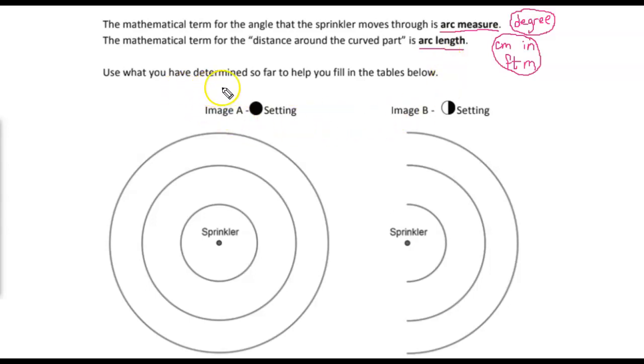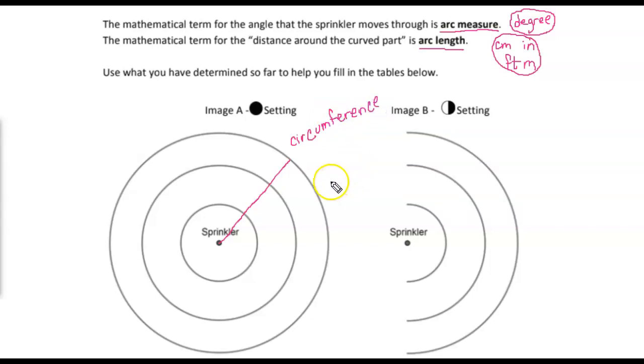Now in your task, you have a table. When we are looking at these pictures, we want to fill out the table with what would be the arc measure and what would be the arc length. If we look at the full setting going all the way around, and we had 3 different sprinklers with 3 different radii, we want to compare what's going on with those sprinklers. If I go all the way around 360 degrees, we generally don't refer to that as an arc. We actually refer to that as the circle itself, or if we're looking for its length, circumference.